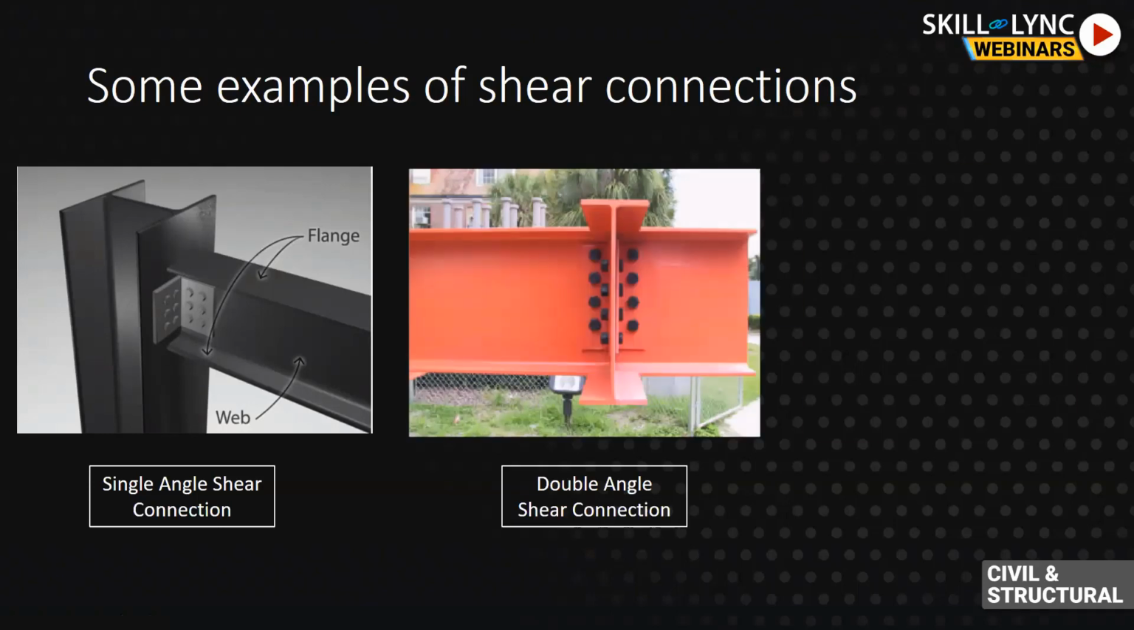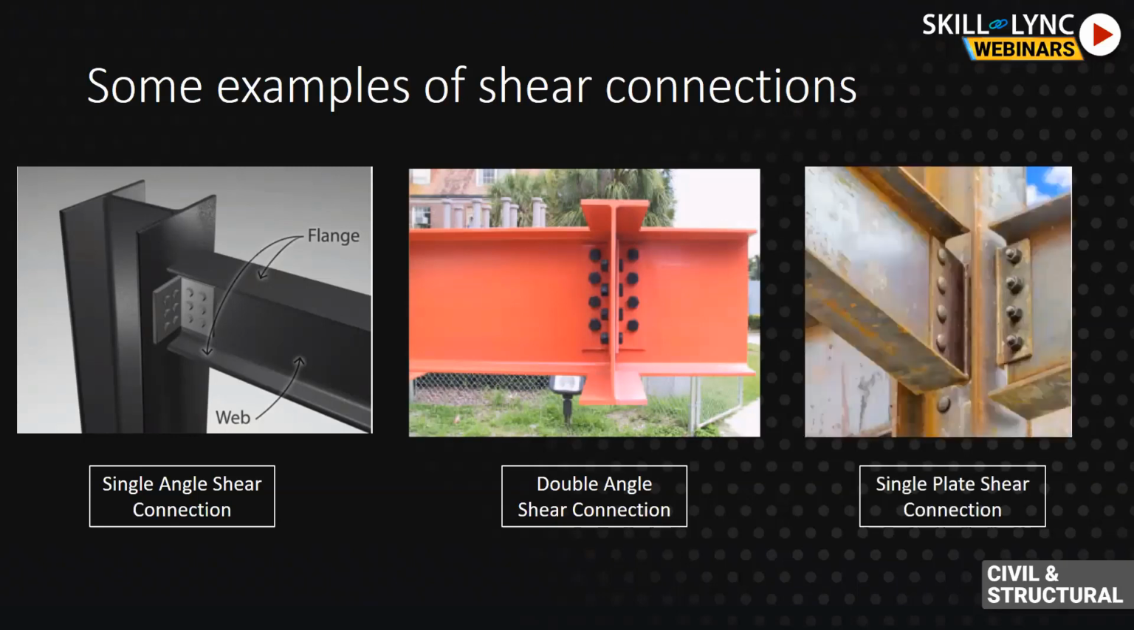This is another example of a shear connection. It is called a double angle shear connection. The concept is the same. Instead of a single angle used in the first example, here we use two angles on either side of the beam web. Coming to the third example, this is called a single plate shear connection. This plate is bolted to the beam web and it is welded to the column.